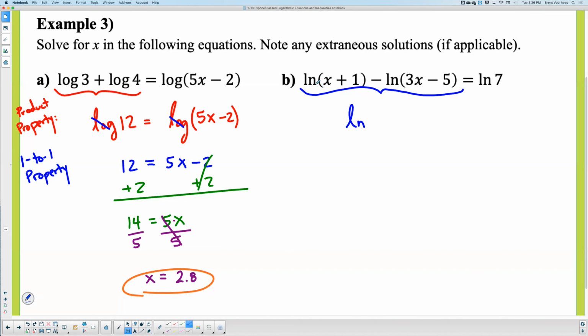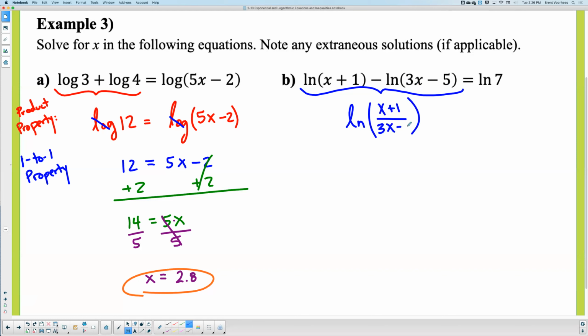Let's try this again. What happens with two natural logs that are subtracting? Quotient. And so this is going to be a quotient. What goes to the numerator? X plus 1, because it's originating from a positive log. Thank you for catching me, by the way. It's about to do a lot of erroneous work. And then 3x minus 5, where does that go?